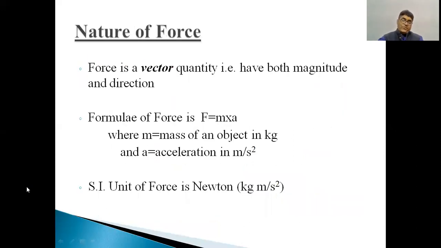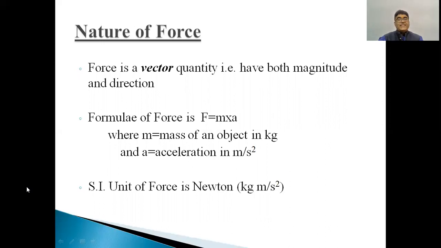So students, moving forward towards the nature of the force. What is the nature of the force? Force is a vector quantity, having both magnitude and direction, as compared to scalar quantities, which have only magnitude but no direction. And what is the formula of force? The formula of force, given by Newton, is that force is equal to mass multiplied by acceleration. The unit of force in SI is the Newton, which is also expressed like mass.